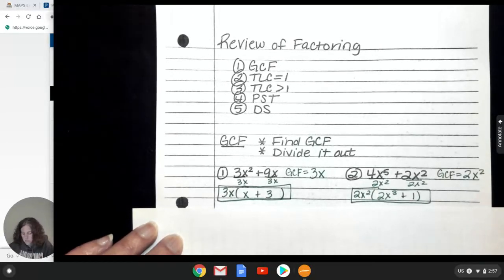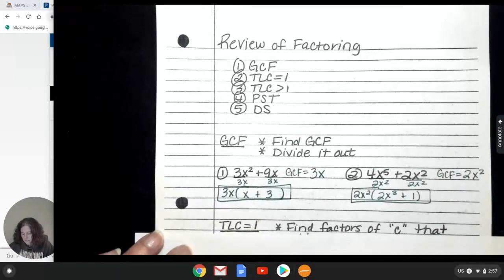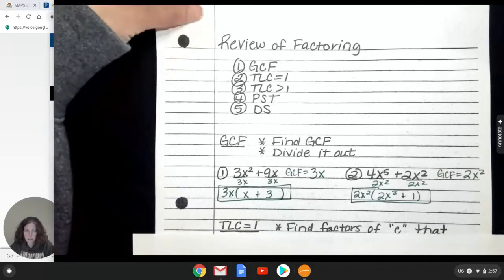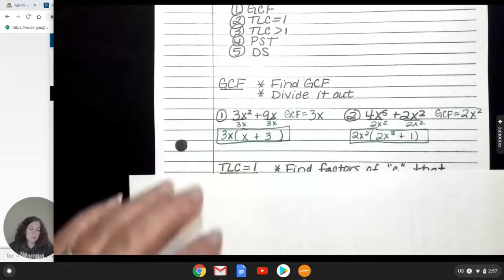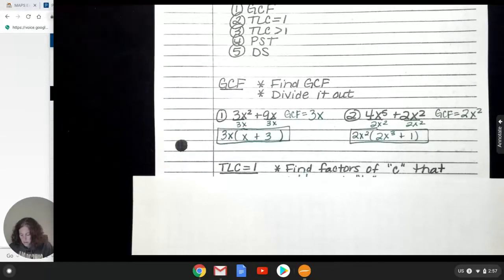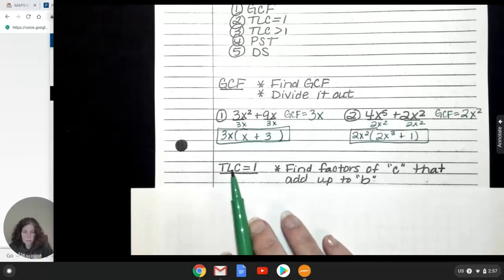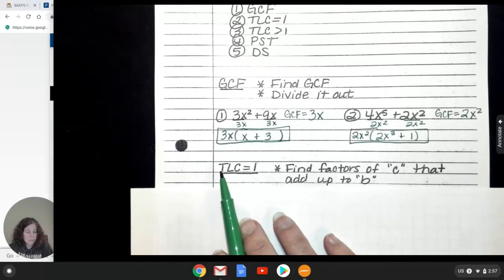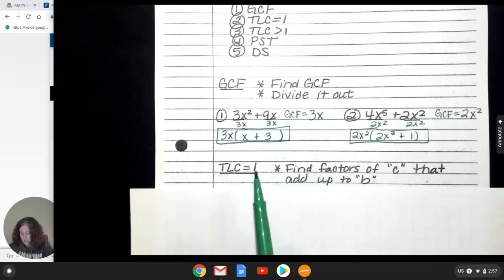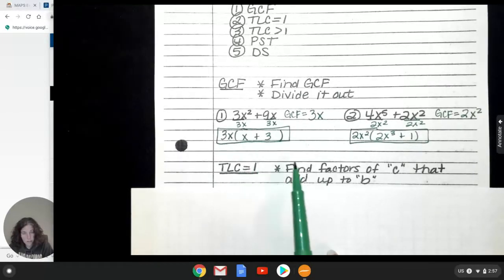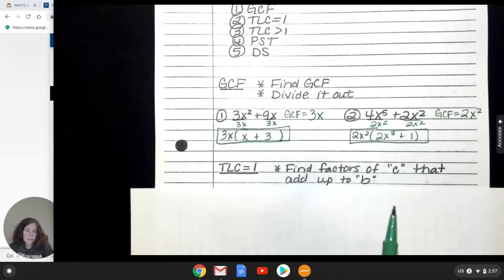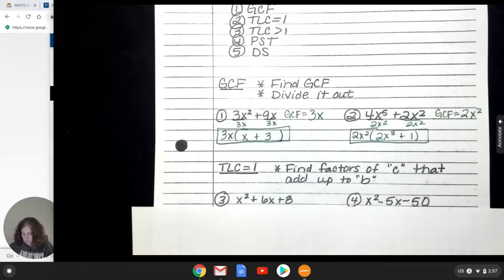It'll be really nice for you to have examples of all 5 of these in your homework or in your notes, just so that you remember how to do each of them. All right, so the next one is TLC is equal to 1. Remember, TLC stands for trinomial leading coefficient. So this one has to be a trinomial, and it has to have nothing in front of the x squared. So our thing that we said then would be find factors of C that add up to B.